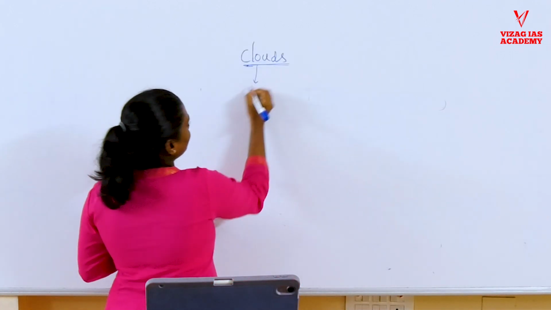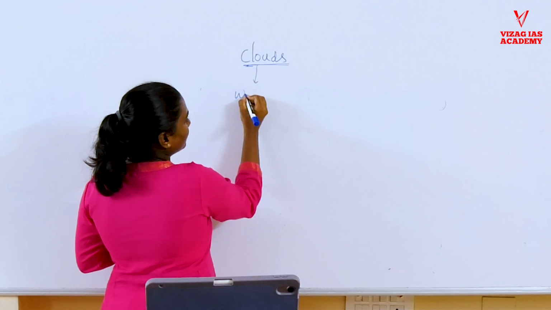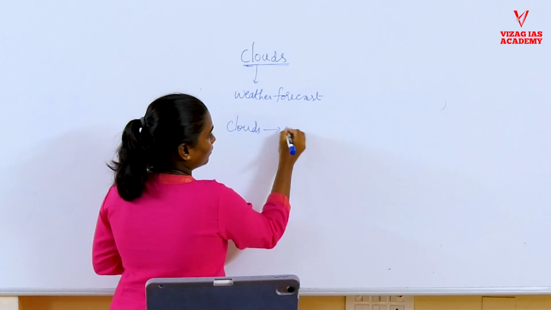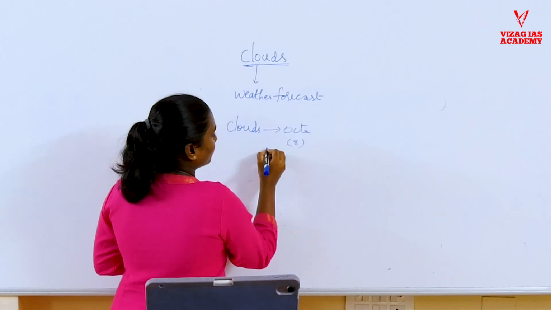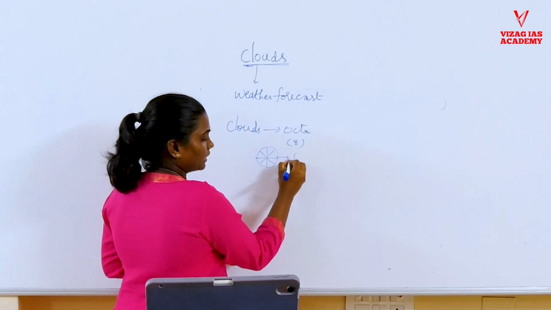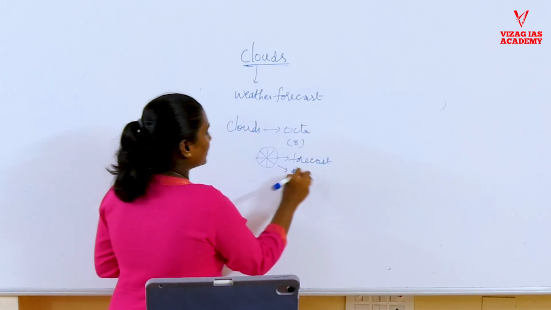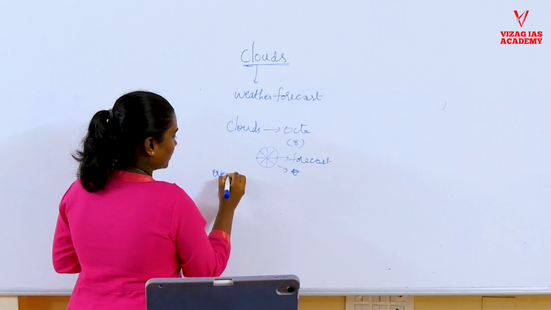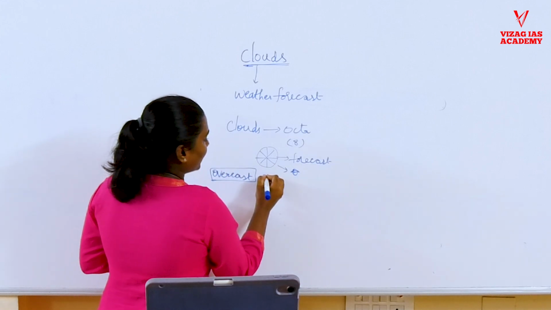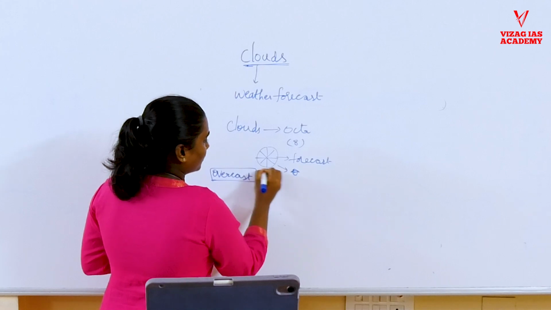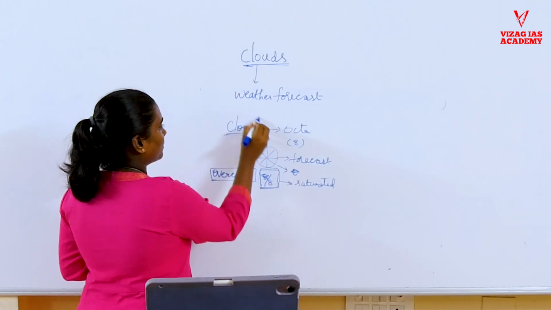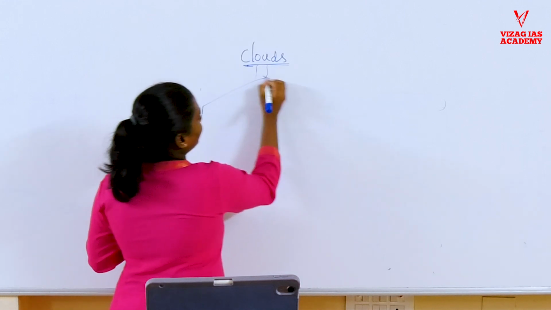And clouds are the most important parameter of the weather forecast. Clouds are generally denoted by oktas. Okta means 8, so we divide the sky into 8 parts and give the weather forecast. For example, if there is overcast in the weather news, it means the complete 8 by 8 of the sky is covered by clouds. And cloud is an important parameter that depends on height and appearance.